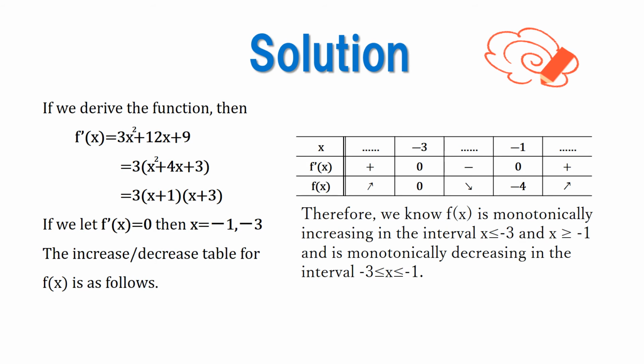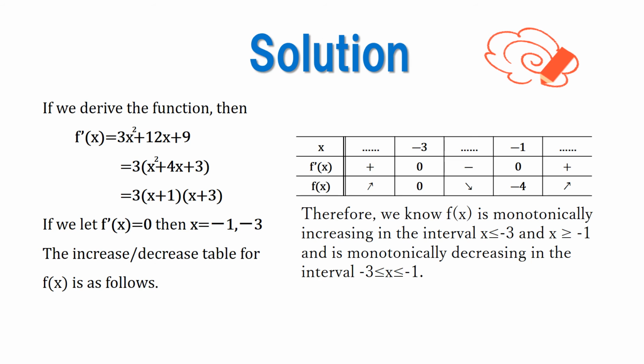Now let's check our answers. Differentiating this function, we get f prime of x equals 3x squared plus 12x plus 9 equals 3(x squared plus 4x plus 3) equals 3(x plus 1)(x plus 3). If we have f prime of x equals 0, we get x equals negative 1 and x equals negative 3.